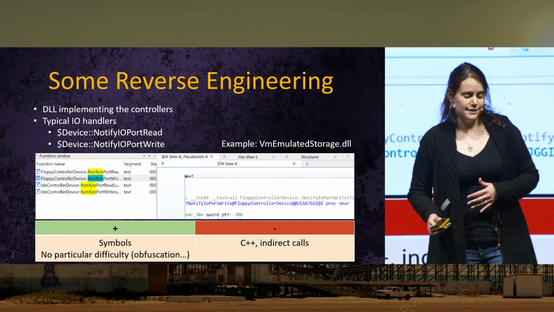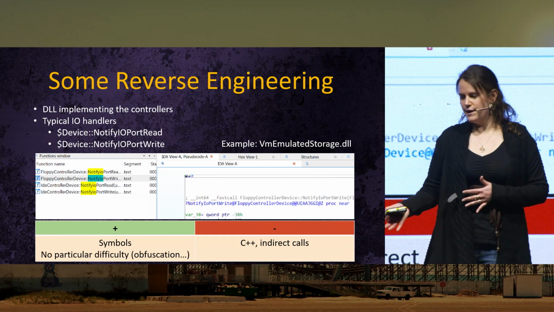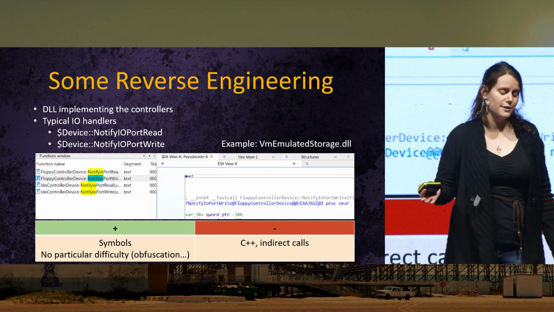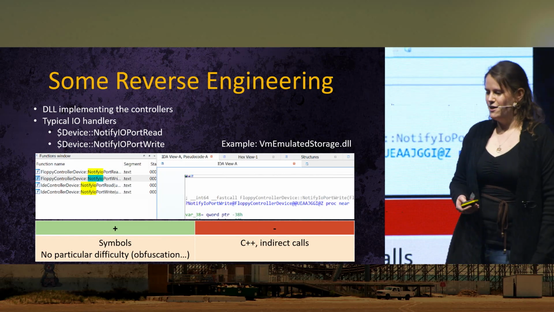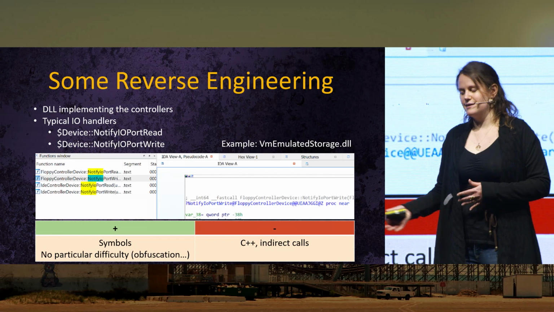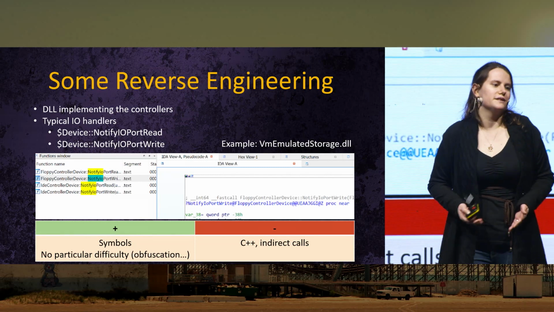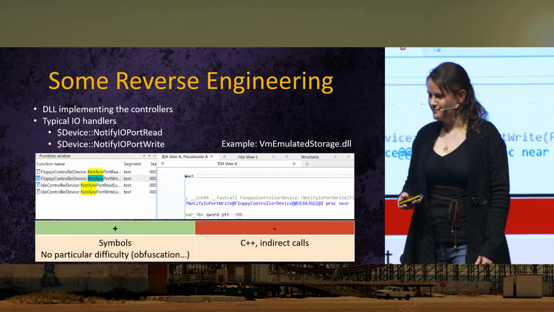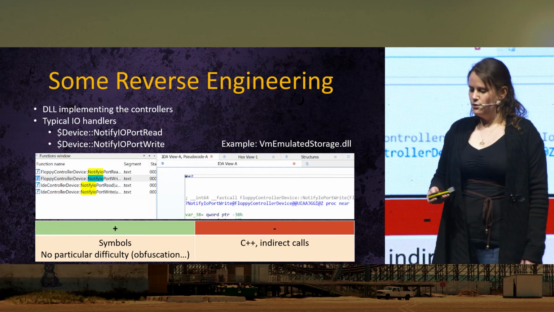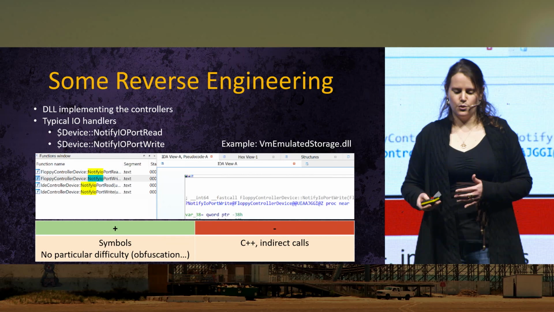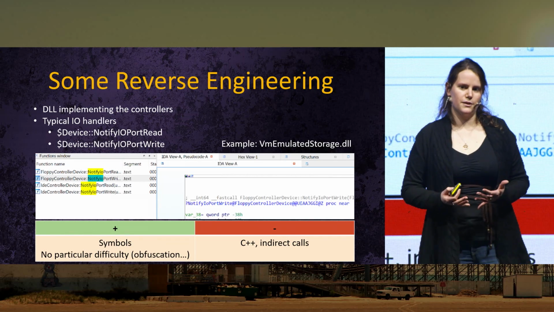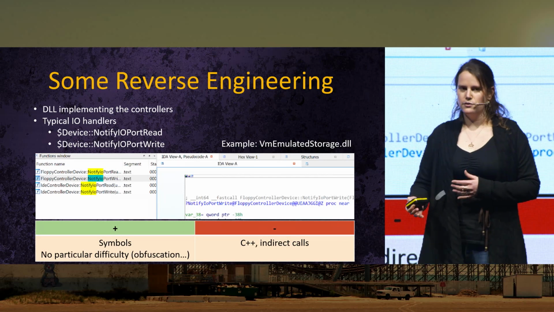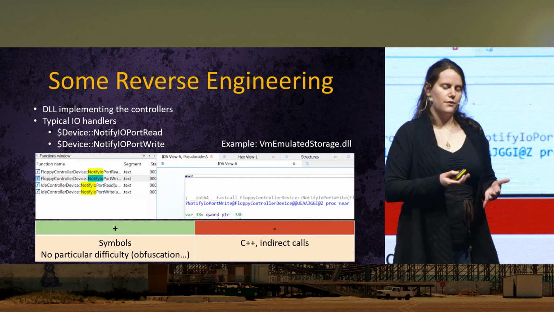On the plus side, the symbols are available for those DLLs. There's no particular difficulty. There are even some debug strings. So great. On the not so good side, it's C++ with indirect calls, but nothing specific, just C++. So now we know where to start. The question is, what do we want to do with that? Because we know where it's implemented. We can see what's going on, although, as I was saying, it's very complex code.